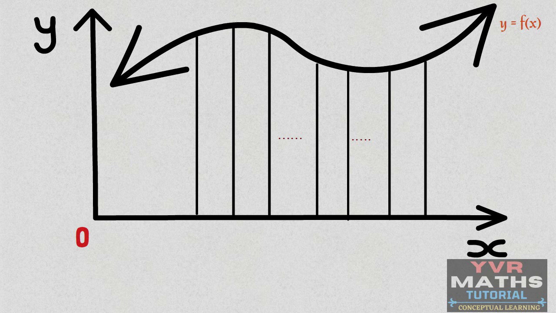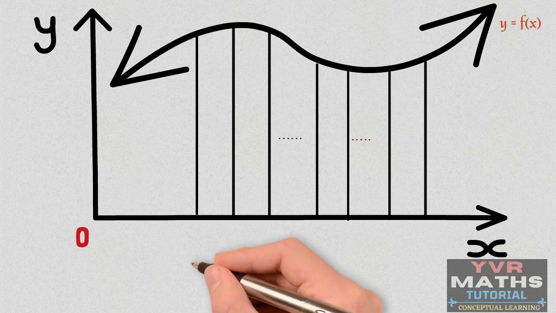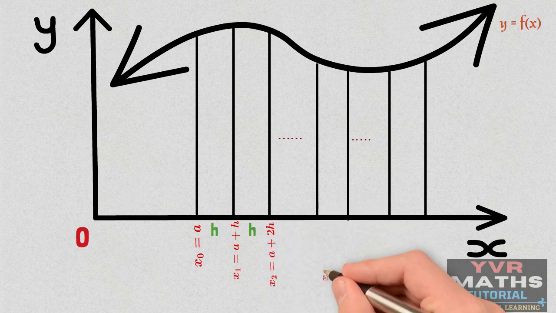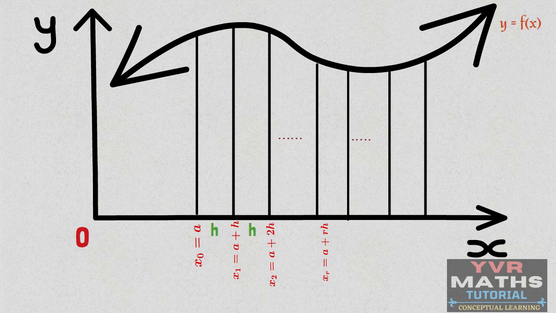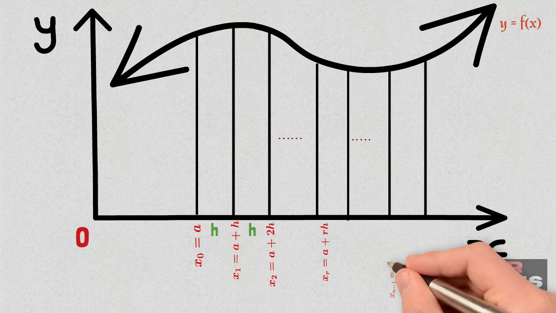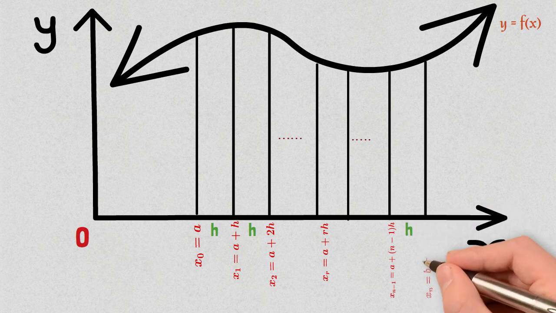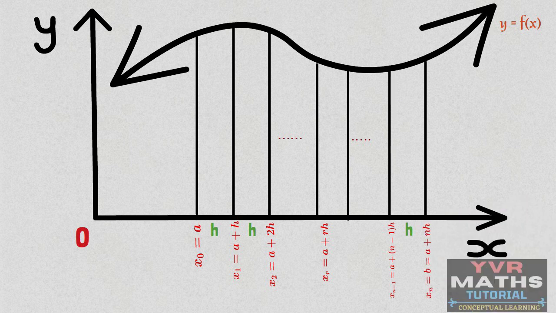As we discussed in the previous slide, here x0 is equal to a and x1 is equal to a plus h because width is h. x2 is equal to a plus 2h. Up to so on, xr is equal to a plus rh. Up to so on, xn minus 1 is equal to a plus n minus 1 into h. And the last one, xn is equal to b, which is nothing but a plus nh.